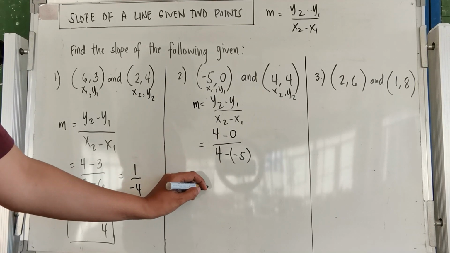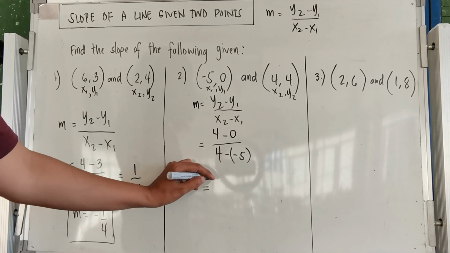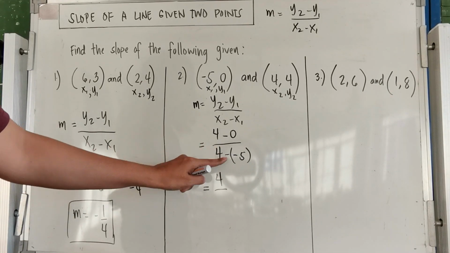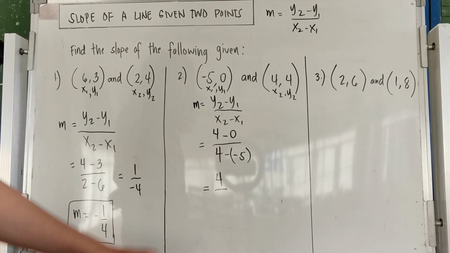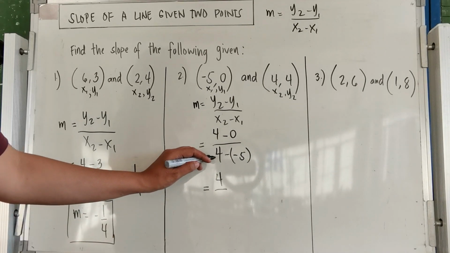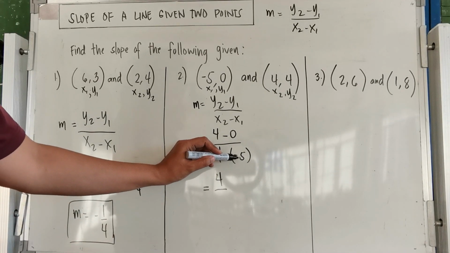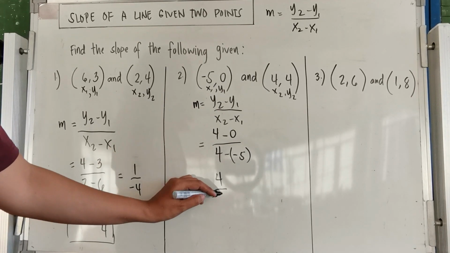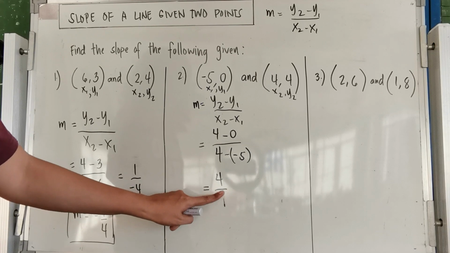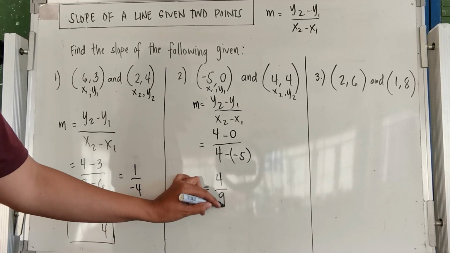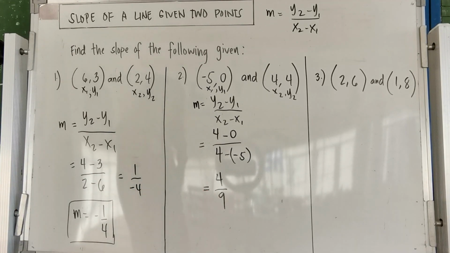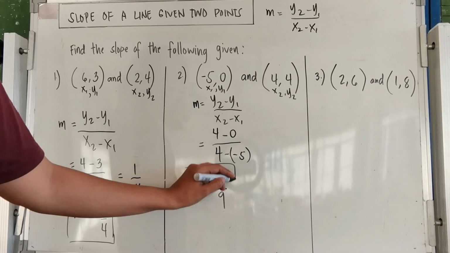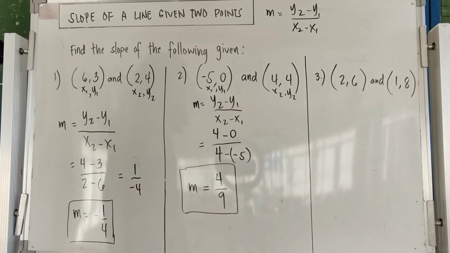So pag sinimplify natin yan, magiging 4 minus 0 is 4 and 4 minus negative 5, ibig sabihin, magiging 4 then this one is positive 5, then proceed to addition. So magiging 4 plus 5 is 9. So yung rule ng ating subtraction. Ibig sabihin, wala na siyang lowest term, ang ating slope ay 4/9.